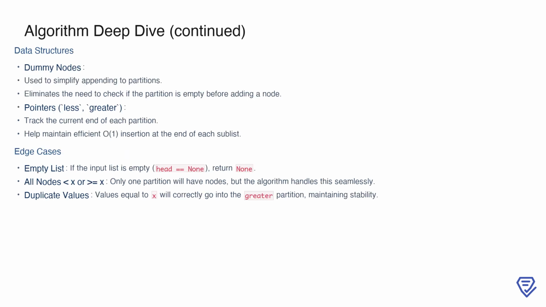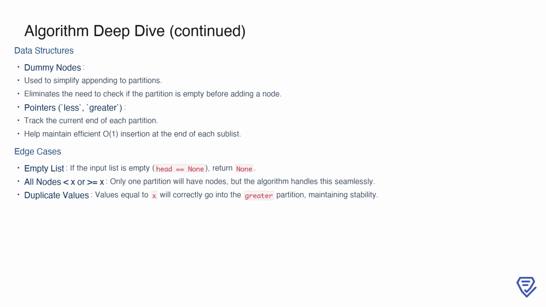This approach relies on a few key data structures. Dummy nodes are used to simplify the process of appending nodes to the partitions, as they eliminate the need to check whether a partition is empty before adding a node. The pointers less and greater help track the current ends of the respective partitions, ensuring efficient O(1) insertion.